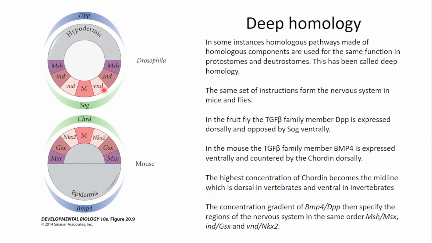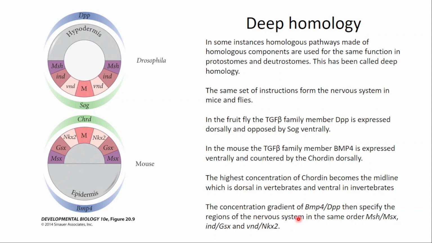So we have an opposite kind of body plan here, but the highest amount of chordin will become the midline, which is dorsal in the vertebrates or deuterostomes like mouse, and ventral in Drosophila, which is a protostome. So we have the ventral nerve cord here. We have the dorsal nerve cord, notochord, and the neural tube as dorsal structures in the mouse, while they are ventral structures in the Drosophila. But they are specified by a similar signaling program, wherever there is the highest chordin expression or SOG expression. Those are both inhibitors of DPP and BMP4 respectively. So the highest concentration of chordin becomes a midline, which is dorsal in vertebrates and ventral in invertebrates.